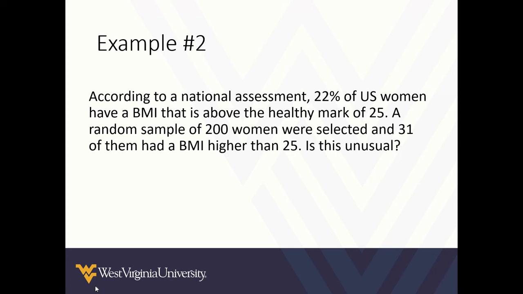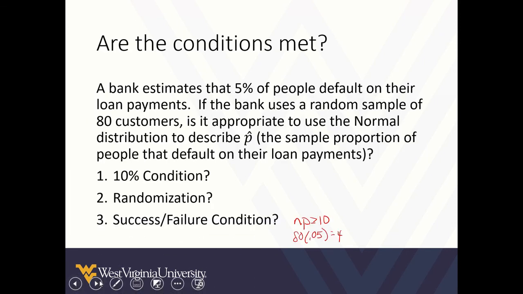So let's now take a look at a second example. According to the National Assessment, 22% of women have a BMI that is above the healthy mark of 25. A random sample of 200 women were selected and 31 of them had a BMI higher than 25. Would we consider this to be an unusual result? Now, first off, checking our assumptions. We were told that we have a random sample of 200 women. I think it's pretty safe to say that we're going to have a random sample, so our condition of randomization has been met.